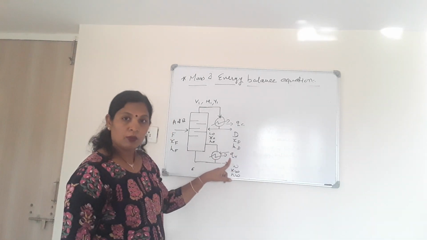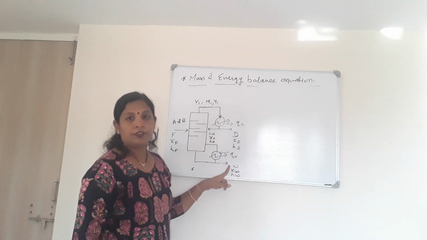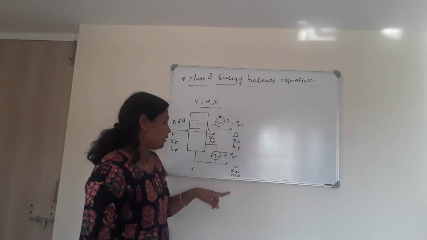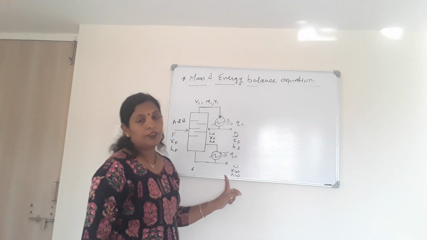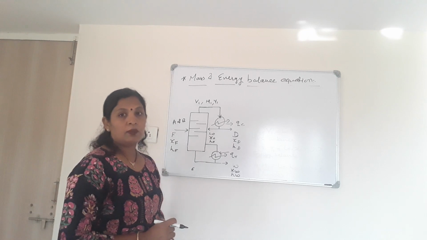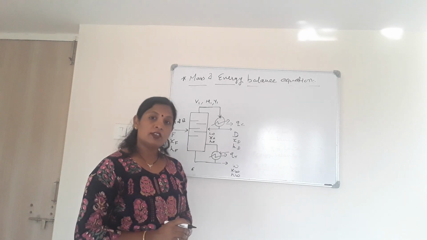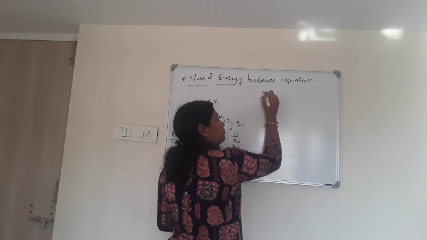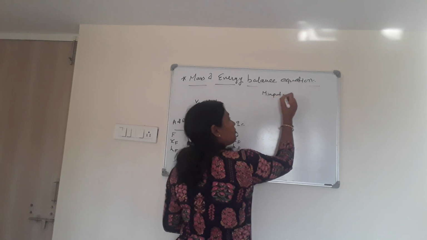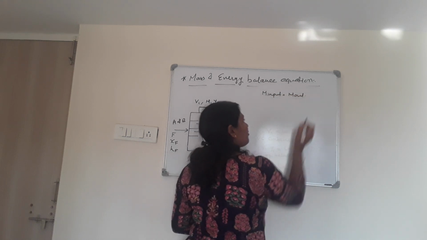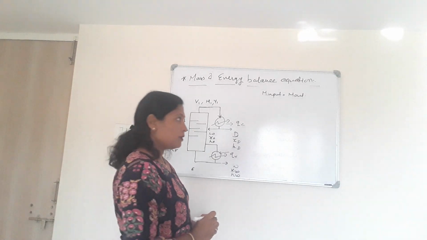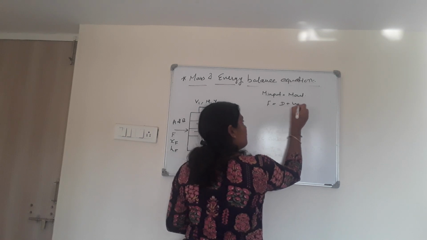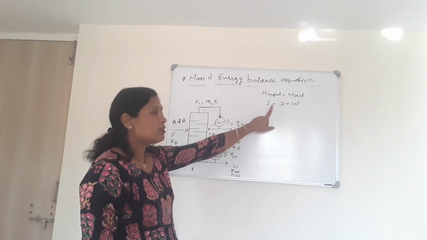QR is the amount of heat added in the reboiler, W is the amount of waste, XW is the weight fraction of A in waste, and HW is the enthalpy of waste. Now if you write the material balance equation according to the law of conservation of mass, mass input is equal to mass output. So the overall material balance equation becomes: mass input is F, that is divided into two parts. F is equal to D plus W.